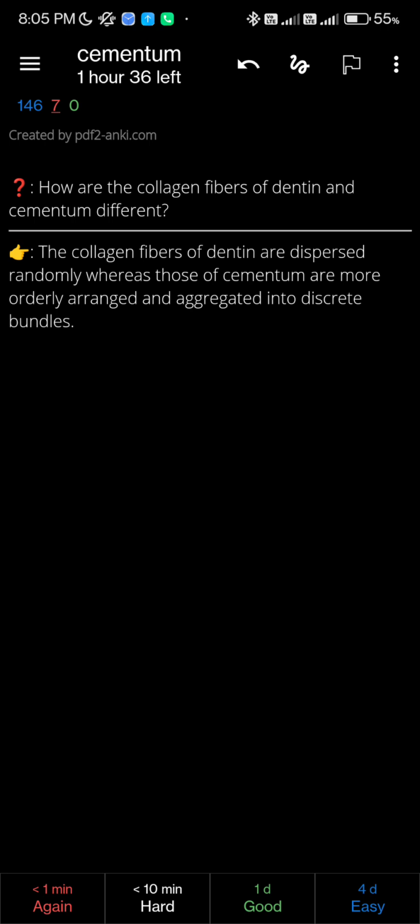Collagen fibers of dentin are randomly dispersed, while the collagen fibers in cementum are arranged in an orderly manner and aggregated into discrete bundles.